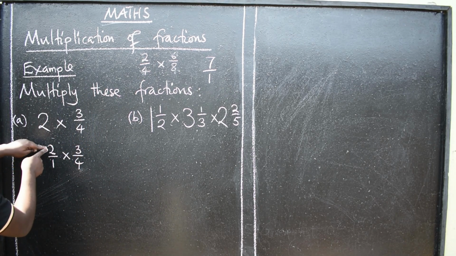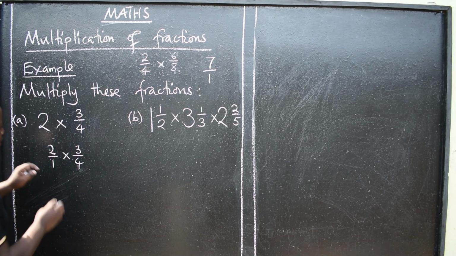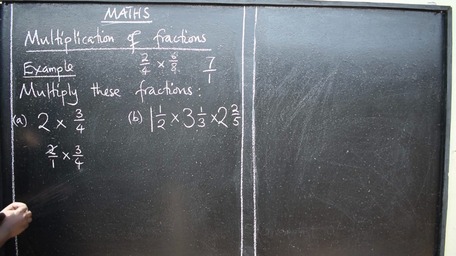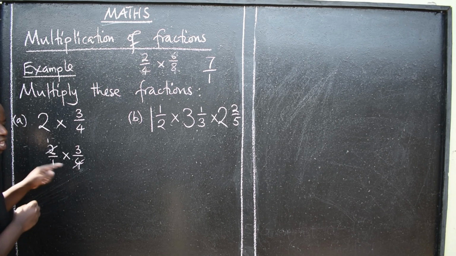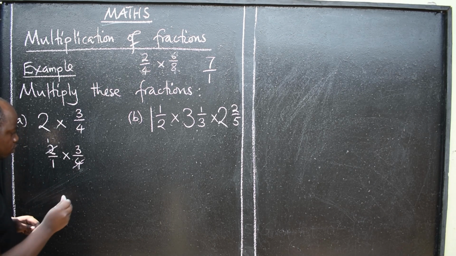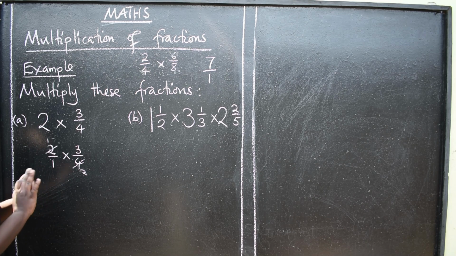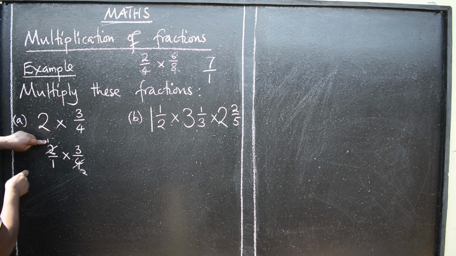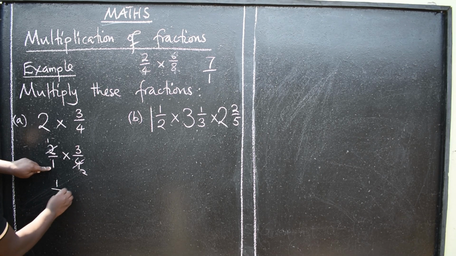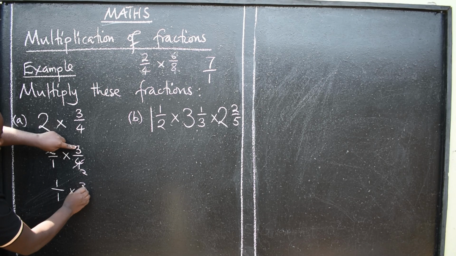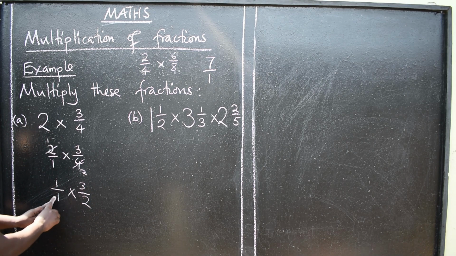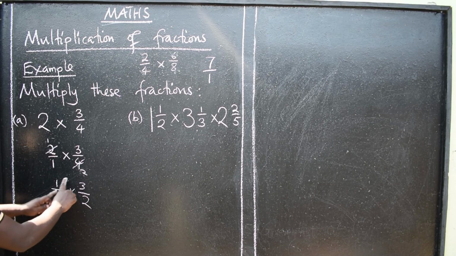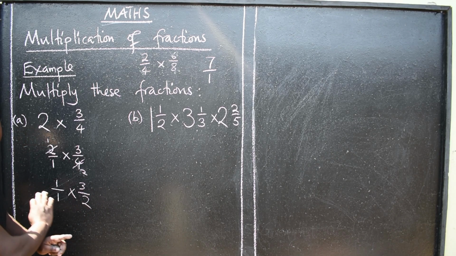So these 2 and 4 can be reduced. How many 2's are in 2? It is 1. How many 2's are there in 4? There are 2. You have to be doing it smartly so that you don't get confused. What have you remained with here? 1 over 1 times 3 over 2. At this stage, we cannot reduce. There are no numbers that we can reduce. Therefore, we're going to multiply.